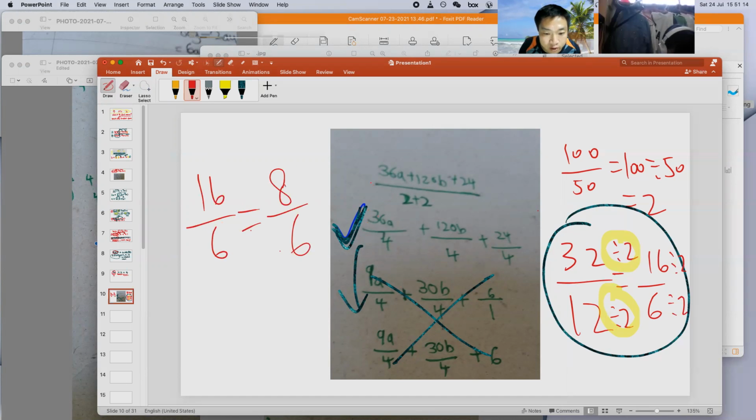So what's wrong with this? What's wrong with this? You didn't simplify the bottom. Exactly. But if you write down divide by 2, there is no way you can make this mistake. Am I right?